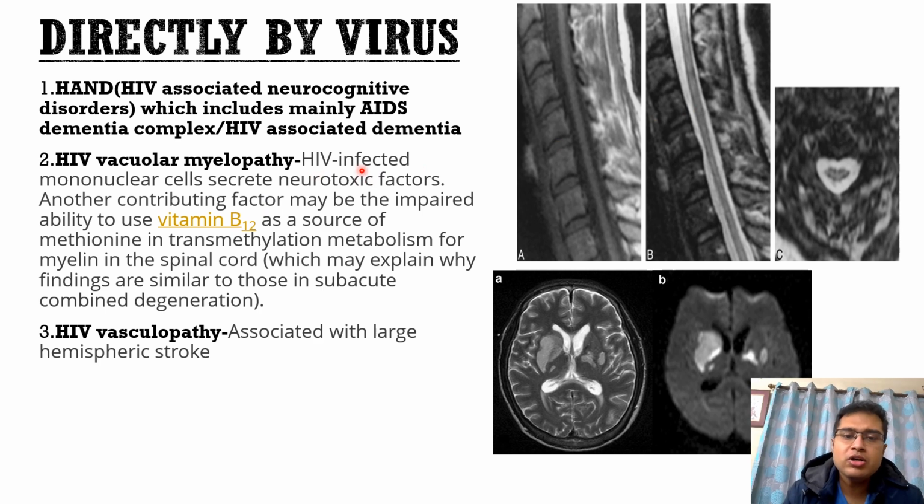It is caused mainly because HIV-infected mononuclear cells secrete neurotoxic factors, and another contributing factor is impaired ability to use vitamin B12, and hence there is a manifestation similar to subacute combined degeneration of the cord. That is, the dorsal column of the cord is mainly involved. Then comes HIV vasculopathy, which is associated with large hemispheric strokes because it involves the large vessels. So HAND, HIV vacuolar myelopathy and HIV vasculopathy are the manifestations in the CNS caused directly by the HIV virus.